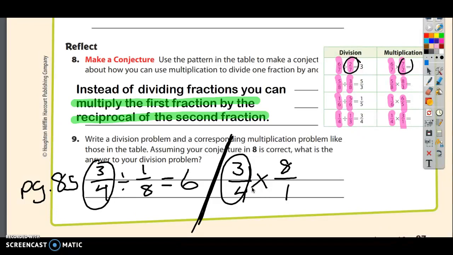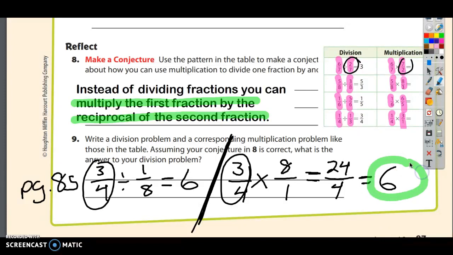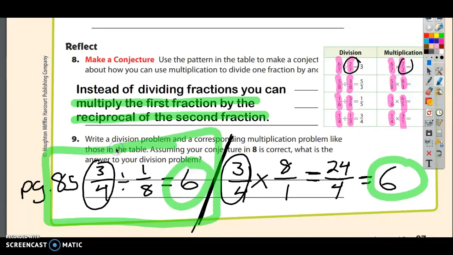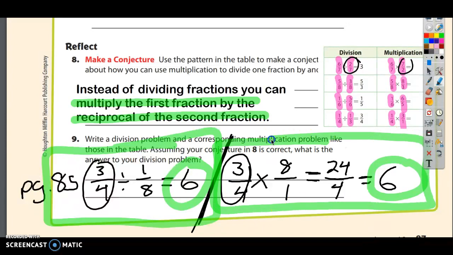So now this doesn't necessarily look like 6, but watch how it's 6. 3 times 8 is 24. 4 times 1 is 4. And 24 divided by 4 is 6. I hope you think that's as cool as I do. The answer is 6. And the answer is supposed to be 6 because we know from page 85 that 3/4 divided by 1/8 is 6. But when we did this earlier, we solved it just using a picture. We didn't know how to divide fractions. And in fact, we still don't. But what we do is instead of dividing, we multiply the fraction by the reciprocal.